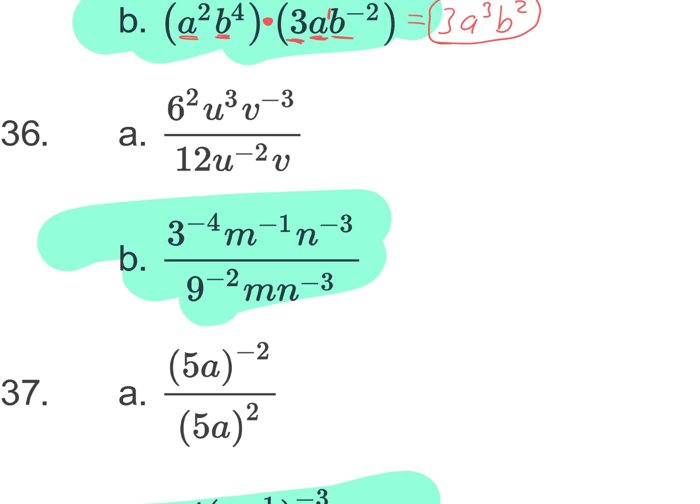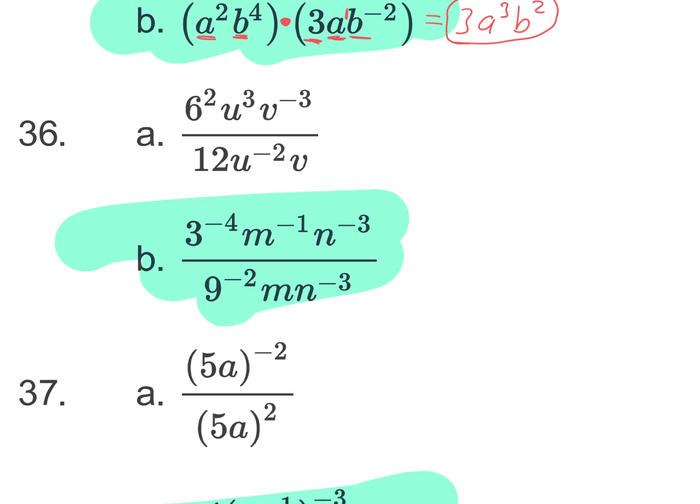All right, example B of number 36. I see a lot of things here. Try to do one thing at a time. In this case, you can do a couple things in one step, and that would be to simplify all of your negative exponents. Any negative exponents you could do in one step.